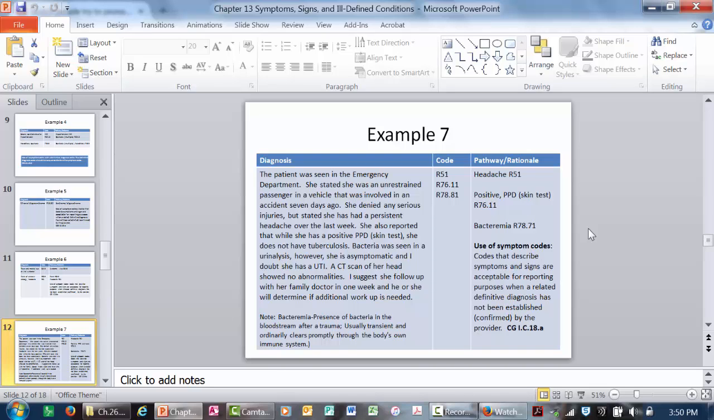workup is needed. I let you know in the note there at the bottom that bacteremia is when bacteria is present in the bloodstream after an insult, traumatic insult. It usually clears itself and it is not indicative of any kind of infection, but we do report it with an R code. So we have the headache, the positive PPD, and the bacteremia all reported as symptom codes in her case because there's nothing more definitive that we can offer.